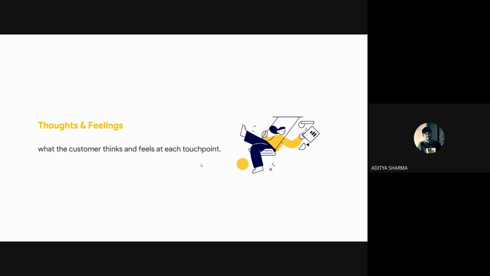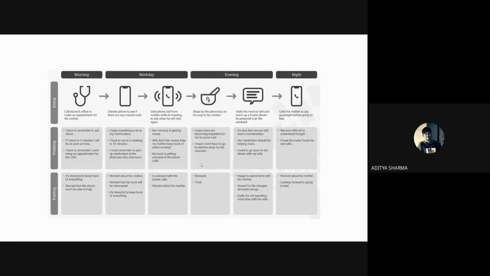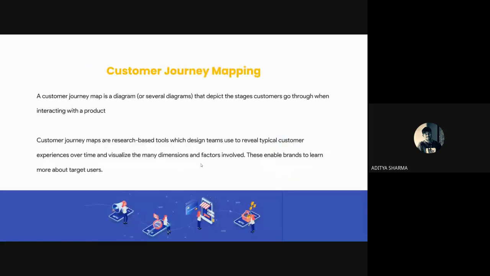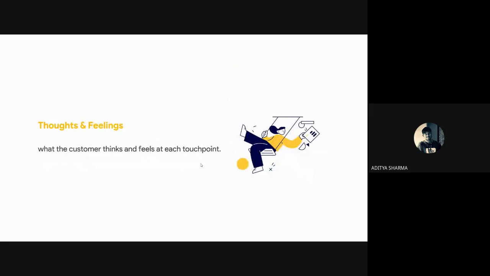Then coming to the thoughts, feelings and actions of the user. In that particular phase, what the user is thinking, what the user is feeling, and what actions are leading the user to do something specific, right? So these are the five elements of the user experience maps.